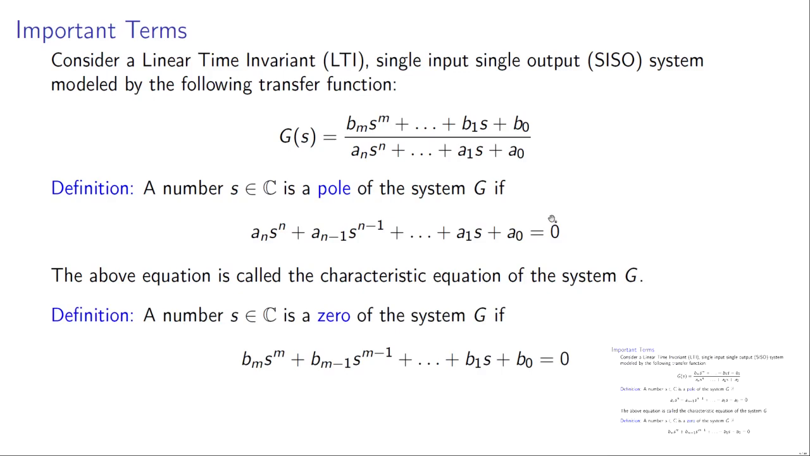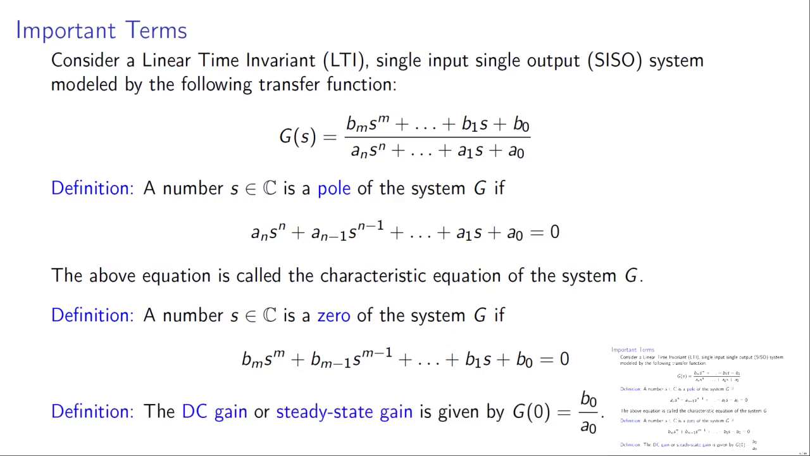And in the same way, a number S belonging to the complex numbers as well is a zero of the system if it's a root of the numerator of the transfer function. Okay, so if you have the numerator of the transfer function, a root of the numerator will be a zero of the system.